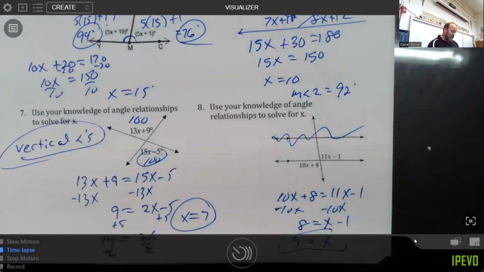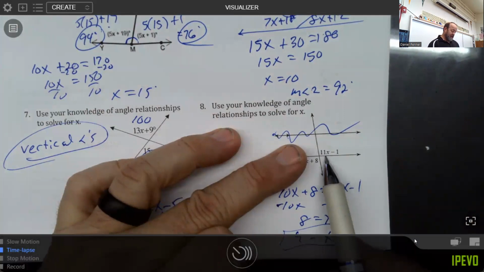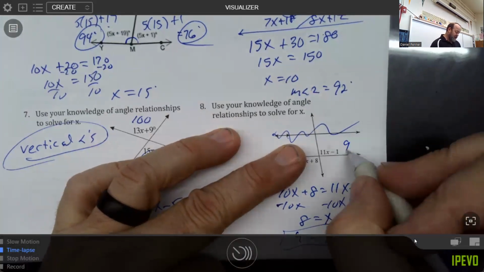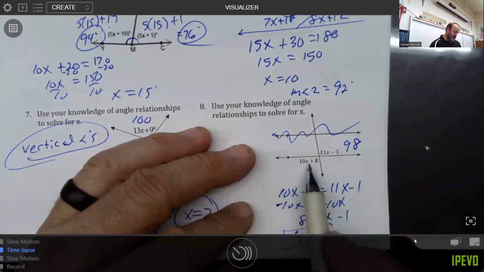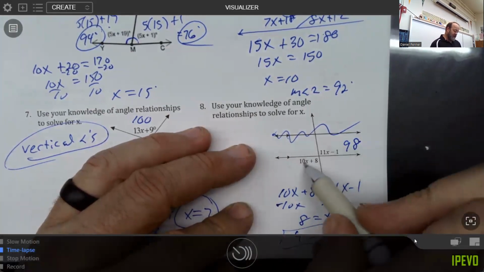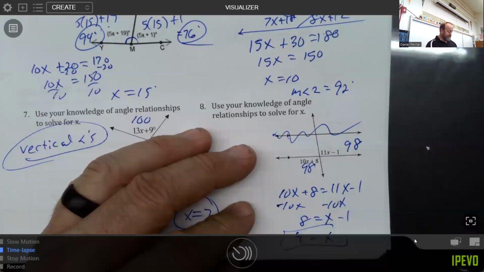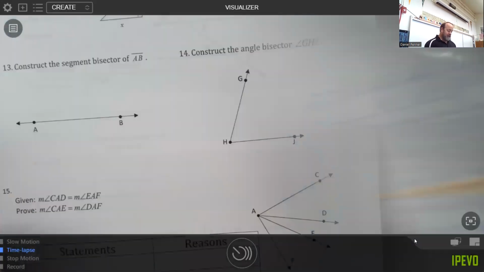That's pretty nice. So 11 times 9 is 99, minus 1 is 98. So 99 minus 1, or 10 times 9 is 90, plus 8 is 98. So it looks like we did okay there. Okay, so off to the next page.